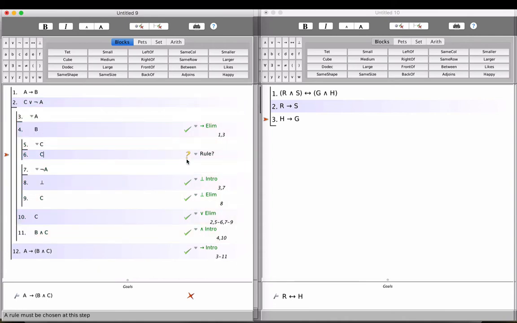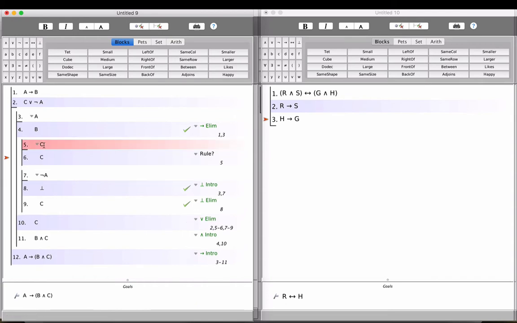So let's get our slider back up to line 6. Remember how line 6 is justified. It is a reiteration of line 5. So verify again, and we're good to go. One of the nice things about Fitch is that you get feedback as you go, right? You can check individual steps, or you can verify a whole proof. And if you've missed something or you've made an error, you'll get some feedback about that.